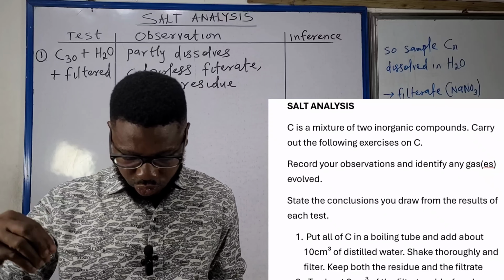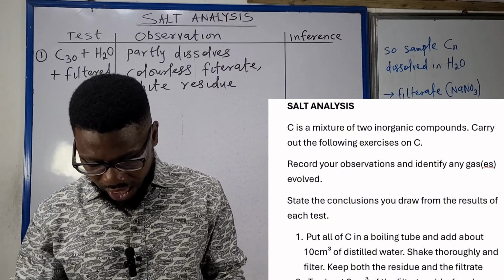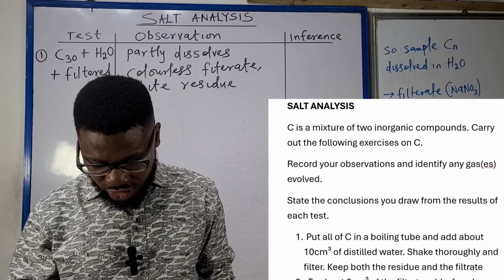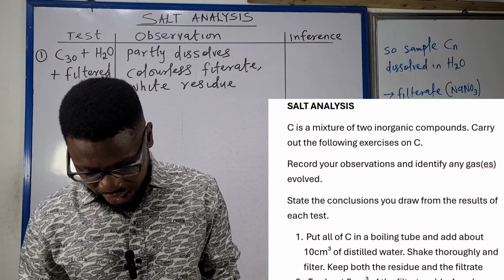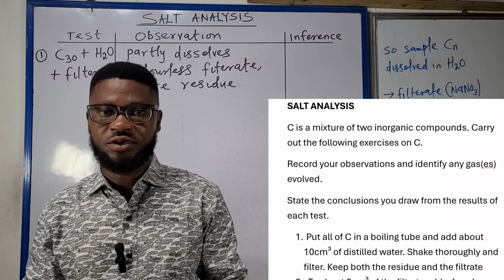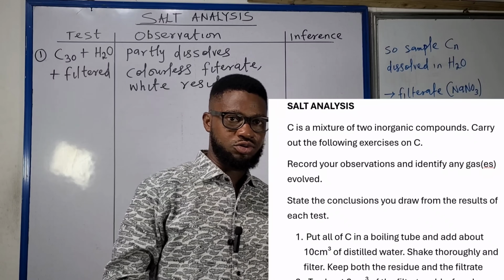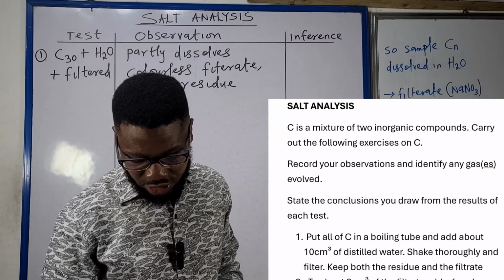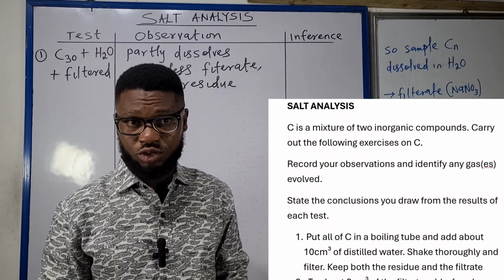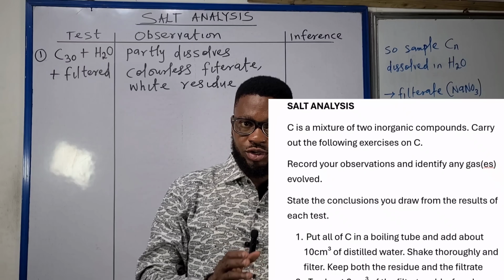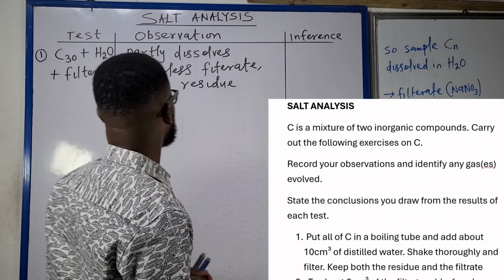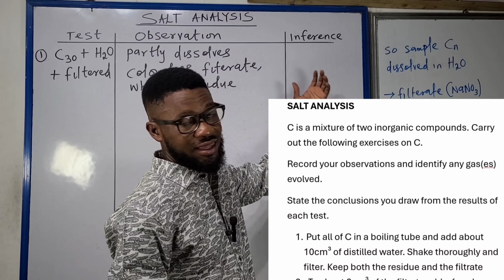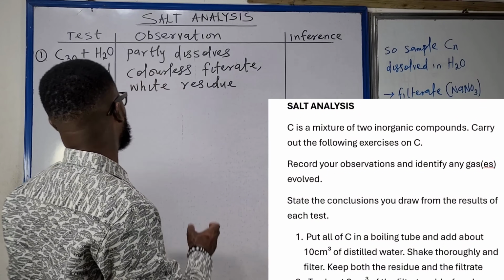It says, put all of C in a boiling tube and add about 10 cm cube of distilled water, shake thoroughly, and filter. Keep both the residue and the filtrate. That's exactly what I was talking about. So you're just going to be given a sample CN, and then you're going to be asked to perform question 1. So how are you going to record that? Of course, you're going to have your test, your observation, and then the inferences you're going to draw.